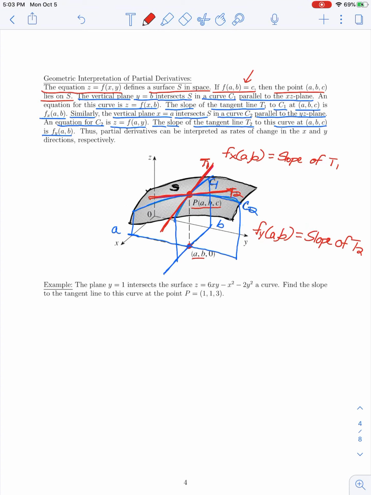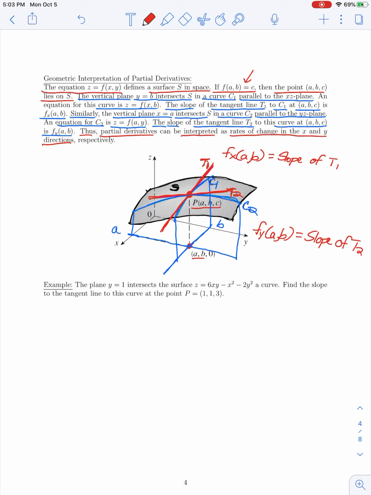So we have a little geometric interpretation for what these partial derivatives represent, or as we've mentioned already, the partial derivatives can be interpreted as the rates of change in the x and y directions. So how rapidly our function is changing, or how steep our surface is if we're making a change in the x direction or in the y direction.